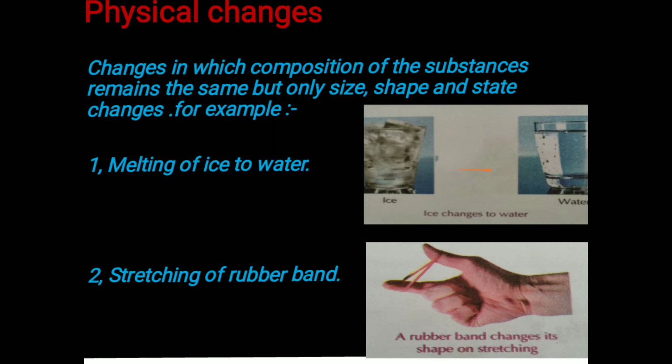Another example is stretching of a rubber band. If we stretch a rubber band, then its shape changes only, but it still remains a rubber band. So this type of change in which only physical properties are changed is called a physical change.